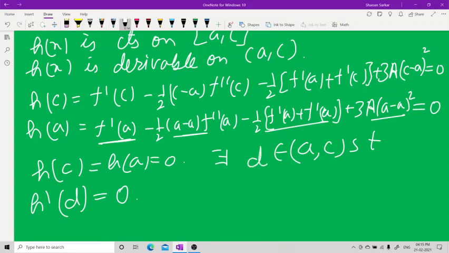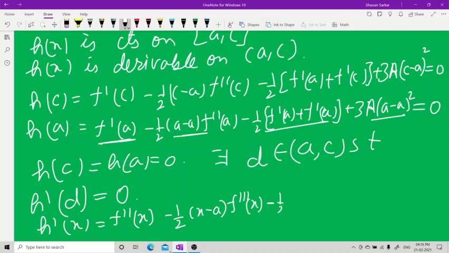Now h'(x), we have to find h'(x). h'(x) is, see, you have f''(x) minus half (x minus a) f'''(x) minus half f''(x), then you have minus half f''(x) plus 6a (x minus a). So this is h'(x).